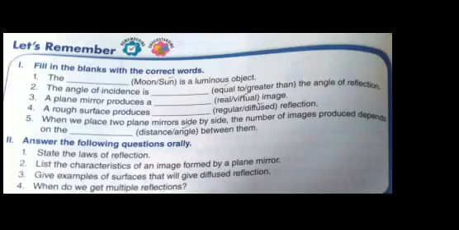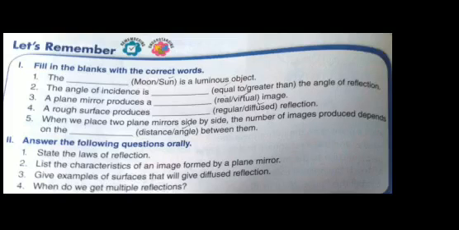Page 232, let's remember. Fill in the blanks. Number 1, the sun. Number 2, equal to. Number 3, virtual. Number 4, diffused. Number 5, angle between them. And part 2, you answer the question, state the laws of reflection.